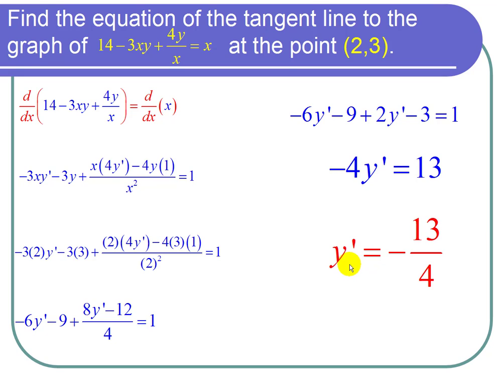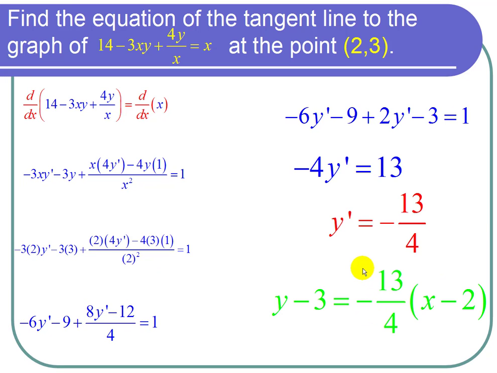So I get y minus y1, or y minus 3, equals m, which is negative 13 fourths, times x minus x1, or x minus 2. And now I just clean this up. I multiply the negative 13 fourths through. Notice negative 13 fourths times negative 2 is 13 halves. And 13 halves plus 3 is 13 halves plus 6 halves, which is 19 halves.